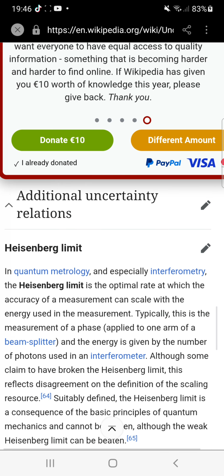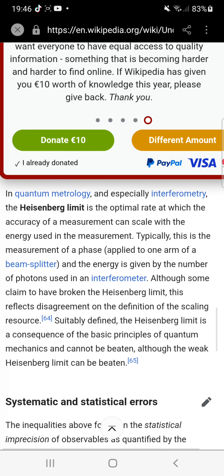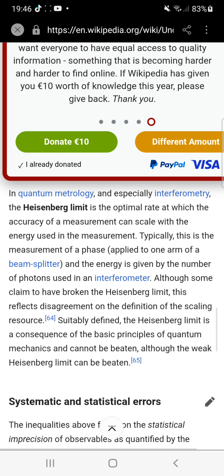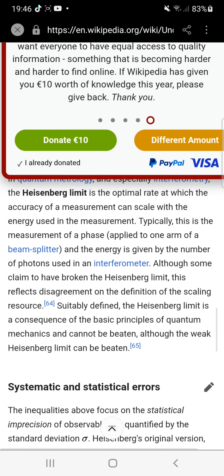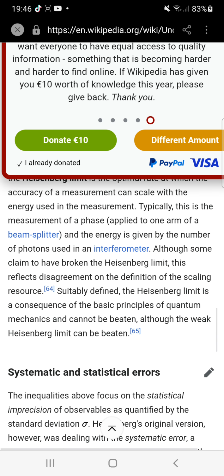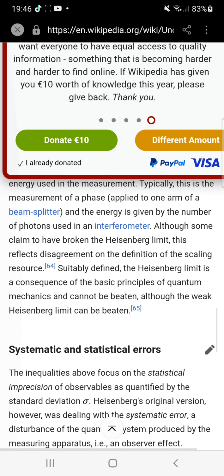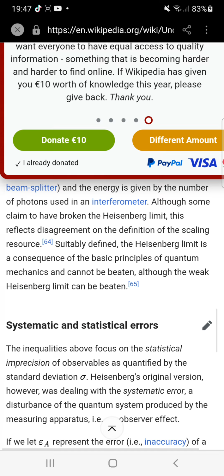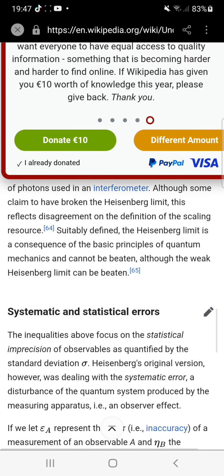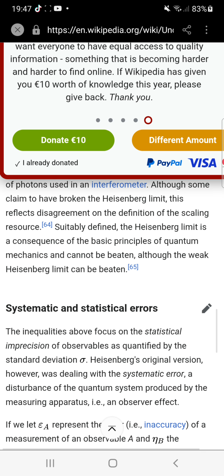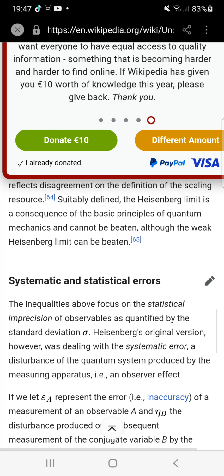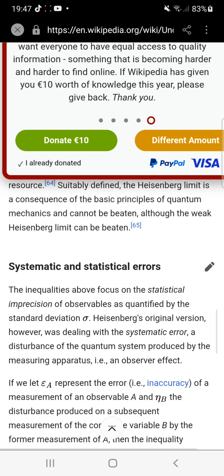Additional uncertainty relation. Heisenberg limit in quantum metrology and especially interferometry. The Heisenberg limit is the optimal rate at which accuracy of a measurement can scale with the energy used in the measurement. Typically, this is the measurement of a phase applied to one arm of a beam splitter, and the energy is given by the number of photons used in an interferometer. Although some claim to have broken the Heisenberg limit, this reflects disagreement on the definition of a scaling resource. Suitably defined, the Heisenberg limit is a consequence of the basic principles of quantum mechanics and cannot be beaten.